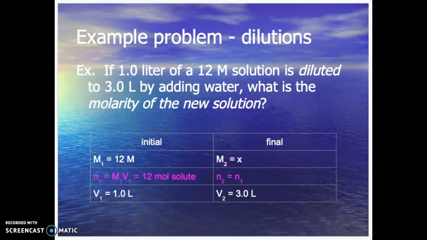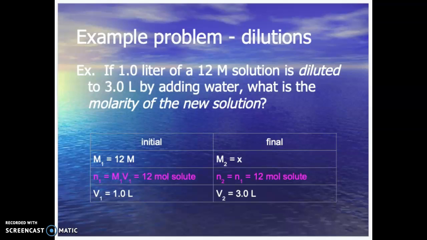Since all I did in my dilution was add water, my n1 is equal to my n2. The number of moles of solute does not change. So I'm beginning with 12 moles of solute and ending with 12 moles of solute. Now if I look at my final solution information, I know the number of moles of solute, and I know that my volume of solution is 3.0 liters. So now I can solve for my final molarity.